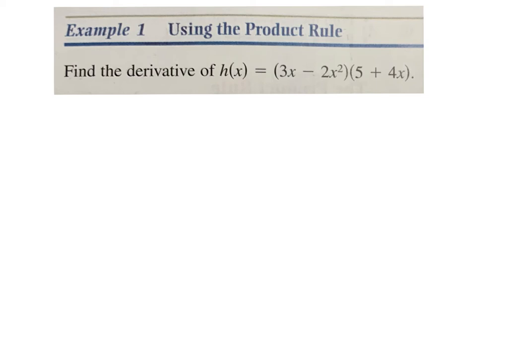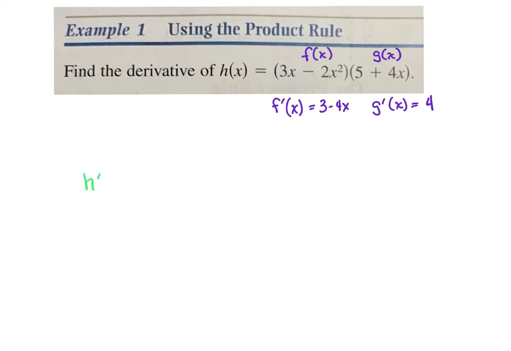So this is the first example. I would label this the first one and the second one. And so typically when you do this, it might be a good idea to go ahead and figure out what the derivative of the first one is. That's going to be 3 minus 4x. And the derivative of the second one then is just going to be 4. And so now that I know that, I can just plug it into my product rule.